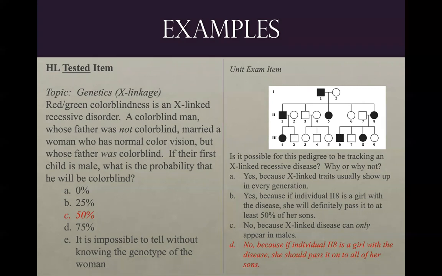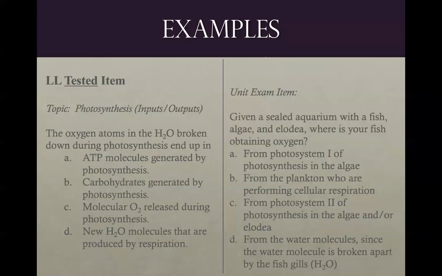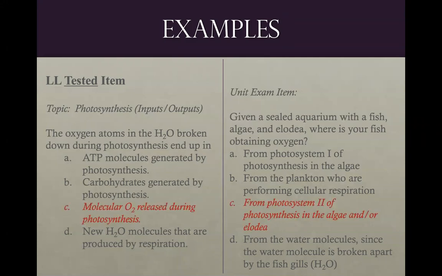Okay, so one of the things we're just messing up on is if it's a male, and this is sort of a tricky question. But anyway, that's the high level. Here's the low level, and we'll skip the poll on these because they're pretty easy, but you can see the low-level tested item is on photosynthesis, okay? And the unit exam item is on the same concept in photosynthesis, that molecular oxygen is released from photosystem 2. So this is how they were matched up with low-level tested and the unit exam item. Okay, so that's how we did those.